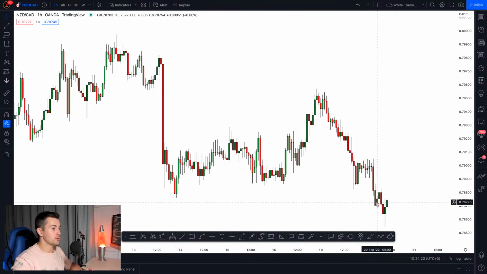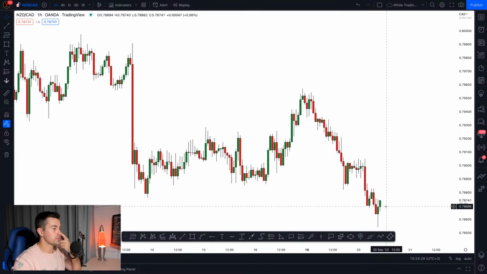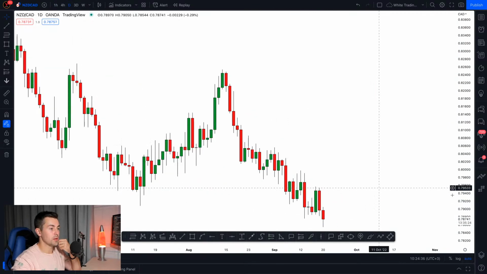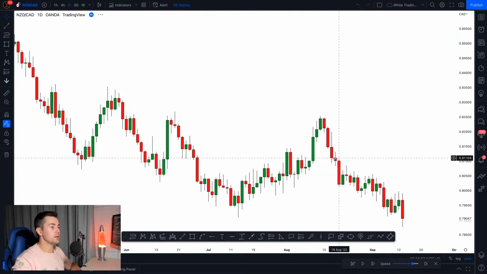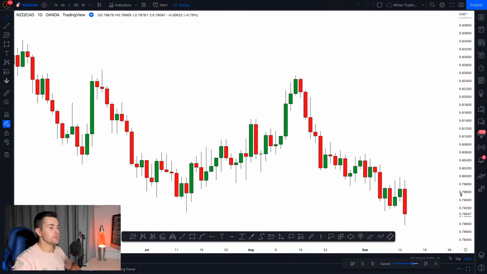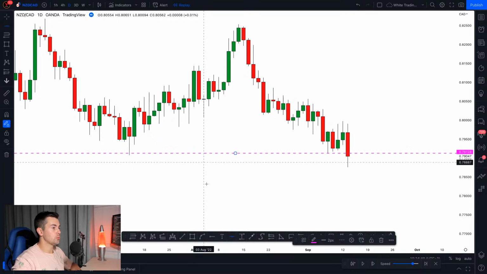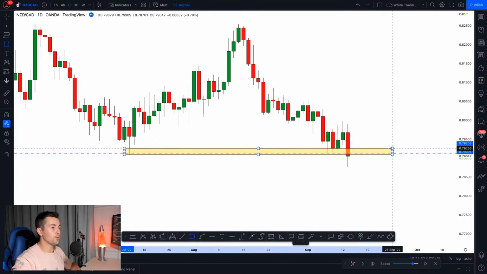Let me remember what exactly happened there. If it was New Zealand CAD, let me remember what happened right here. So New Zealand CAD, and let me apply the replay feature, traders. On New Zealand CAD, with my students, we were monitoring that structure, and we were patiently waiting for a breakout of that structure.